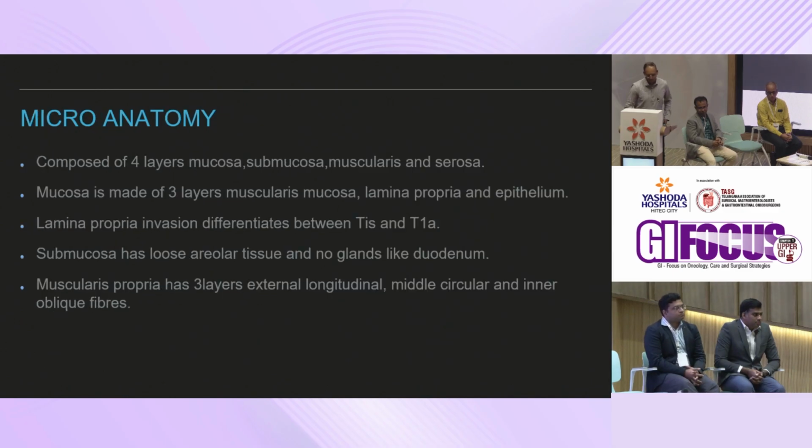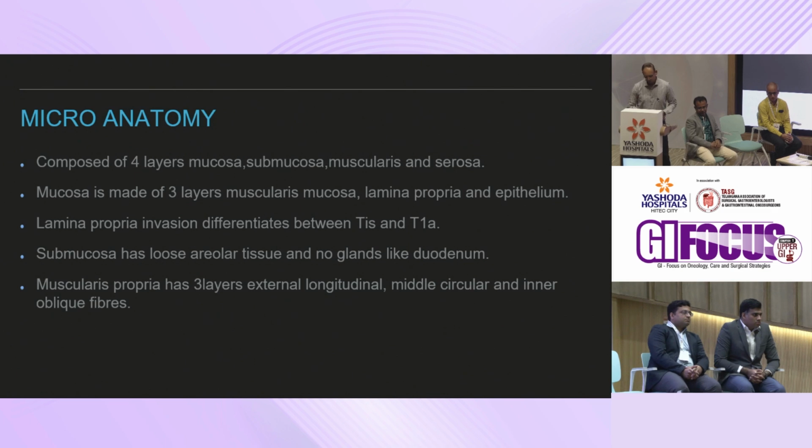So the microanatomy, just a brief touch on it. As we all know, like all other hollow organs, the stomach has 4 layers: mucosa, submucosa, the muscularis propria, and the serosa. Mucosa in turn is again made up of 3 layers: the muscularis mucosae, lamina propria, and the epithelium. And any tumor that invades through the lamina propria now becomes T1A instead of the tumor in situ.